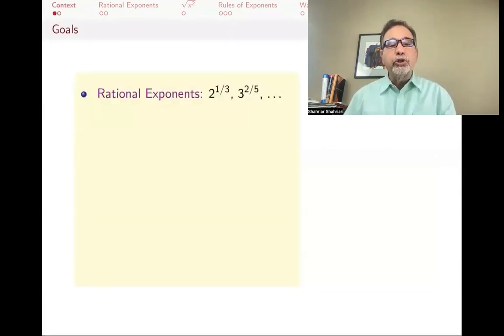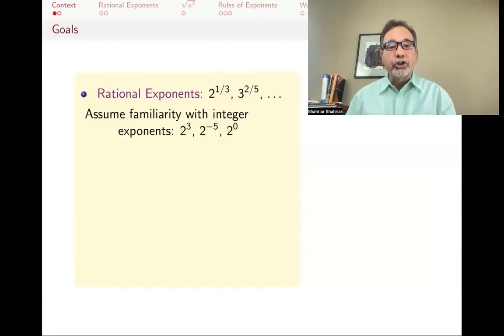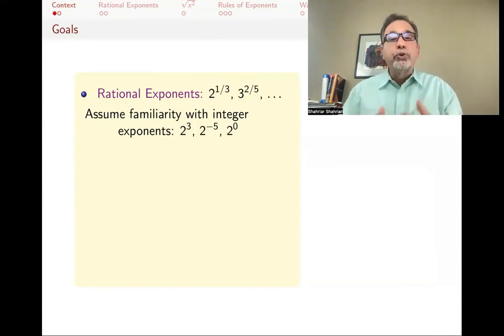In this lecture, we will be talking about what things like 2 to the 1/3, 3 to the 2/5, and so forth mean. In a previous lecture, I've talked about when the exponents are integers, whole numbers, things like 3, -5, and 0. 2 cubed means 2 times 2 times 2. What does 2 to the -5th mean? That means 1 over 2 to the 5th. 2 to the -5th, when that exponent is negative, does not give you a negative number. It gives you a fraction.